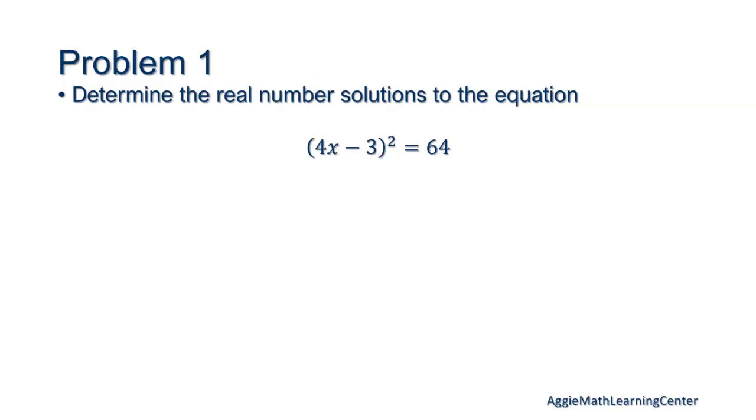Okay, what's the first step that we've started with here? Square root both sides. Square root both sides. Okay, beautiful. Are we talking like we have our 4x minus 3 squared?